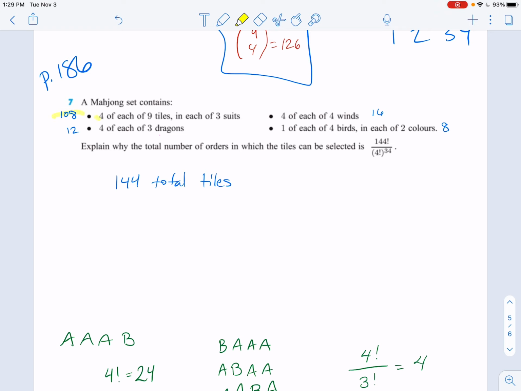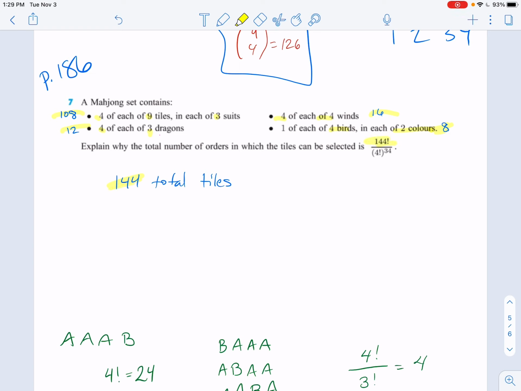So it's 4 times 9 times 3 gave us 108. We have 4 of each of the 3 dragons, which is 12. 4 of each of the 4 winds gives me 16. And we have 1 of each of the 4 birds in 2 different colors, and that gives me 8. So I understood where the 144 came from. I was feeling pretty good about that.